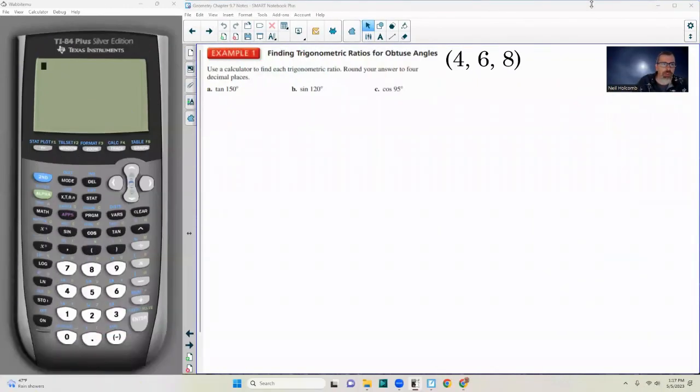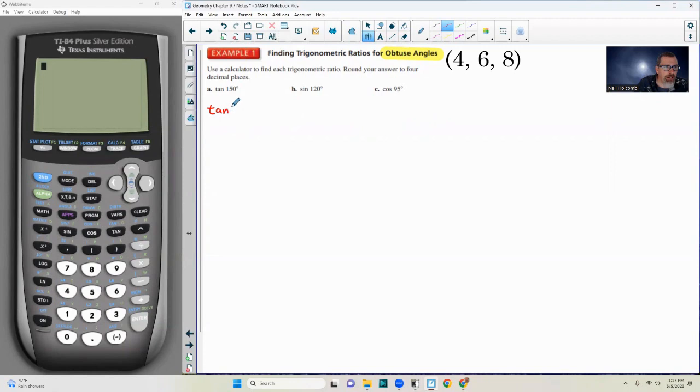Okay, so example 1 says finding trigonometric ratios for obtuse angles. The difference here is we're now dealing with obtuse angles. In other words, we don't have a 90-degree triangle anymore, because you can't have an obtuse angle in a right triangle. Use a calculator to find each trigonometric ratio. Round your answer to 4 decimal places. It's just basic practicing of key punching.